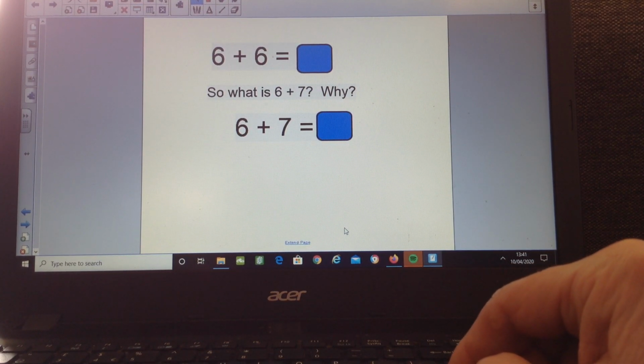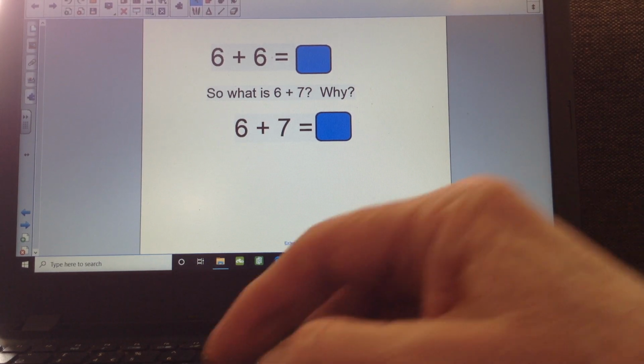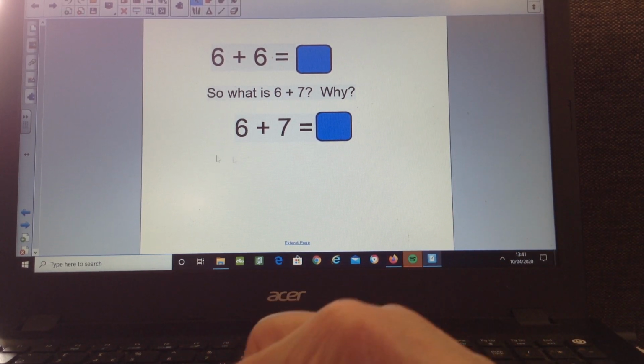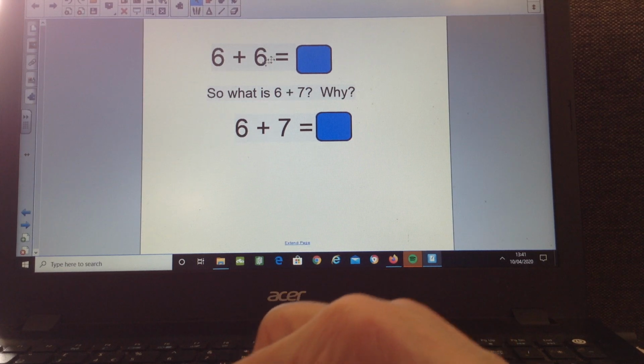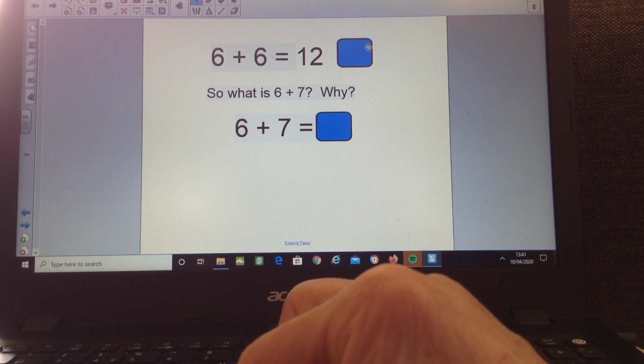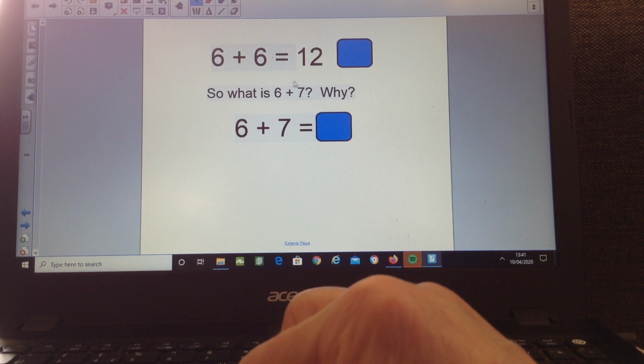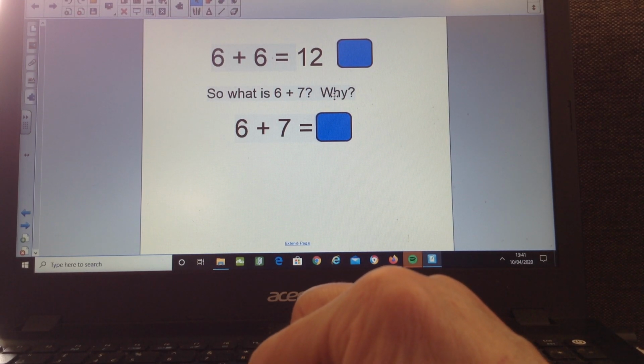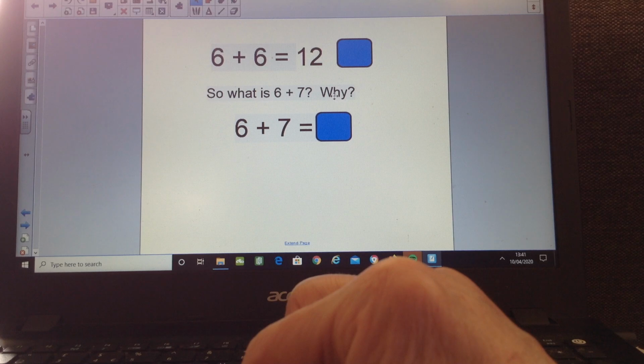Now, knowing your doubles is so useful. If you know your doubles, you can know other things too. So 6 add 6 equals 12, you're right. So if 6 add 6 is 12, what is 6 add 7 and why? Have a go.